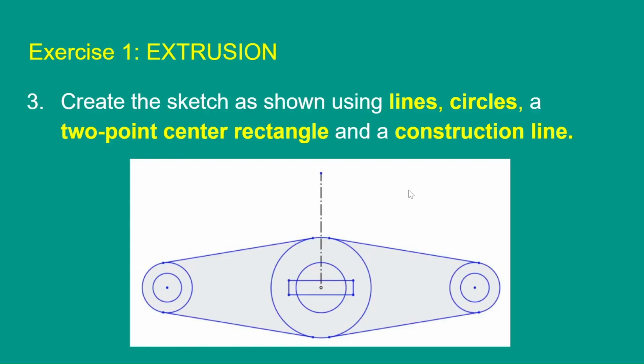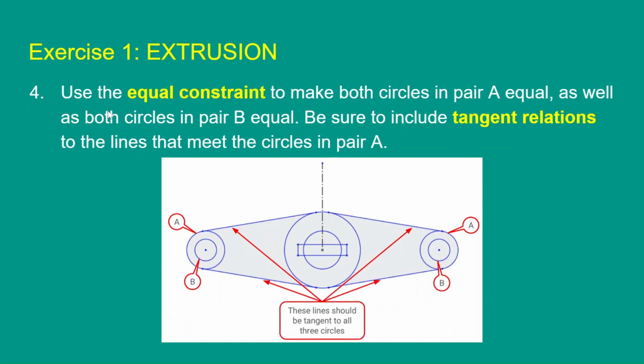So I go back over to my PowerPoint and I look, and I need to use the equal constraint to make both circles in pair A and B equal. So I need the big circles to be equal to each other and the little circles to be equal to each other.